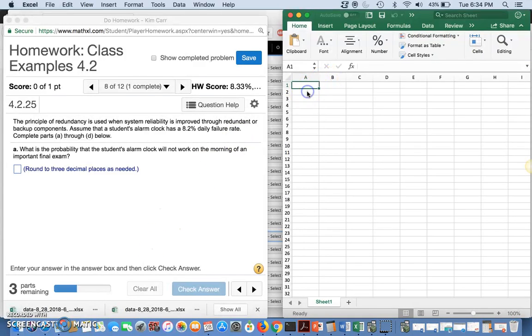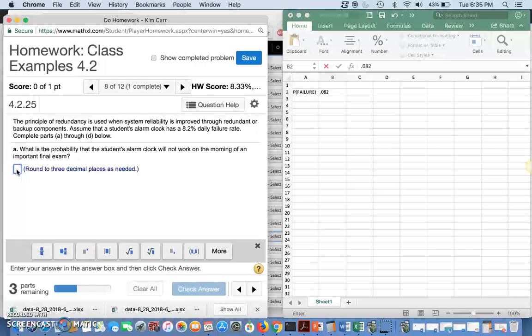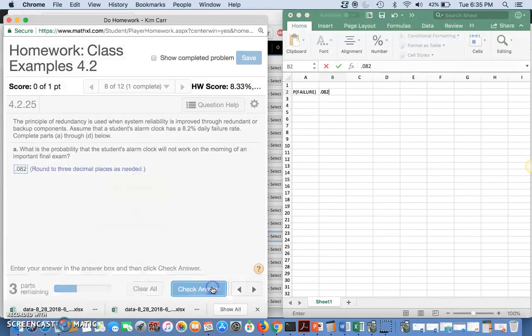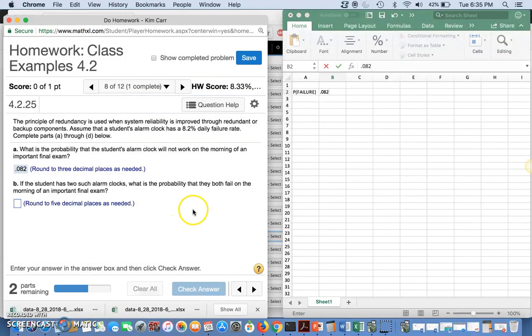Okay, what is it telling us here? That the probability of this clock failing, so the probability of a failure is 0.082. That's what it told me right there. It says, what is the probability that a student's alarm clock will not work on the morning of an important exam? That's only that one answer, 0.082. Just got that one clock. He's got that much of a probability that it won't work.